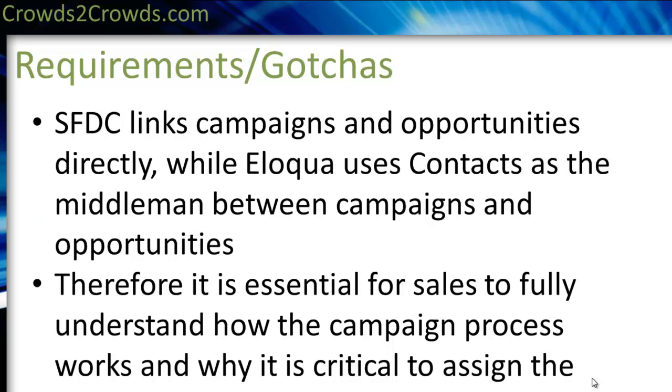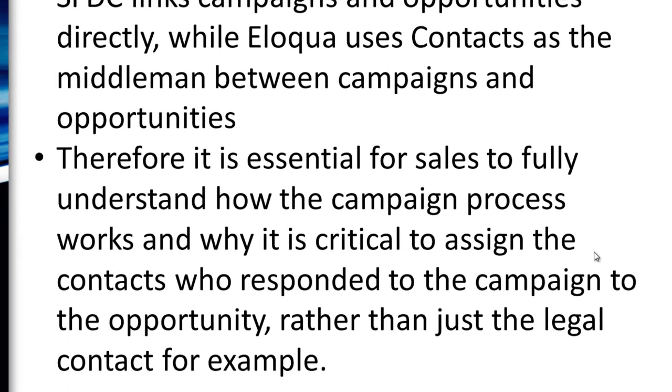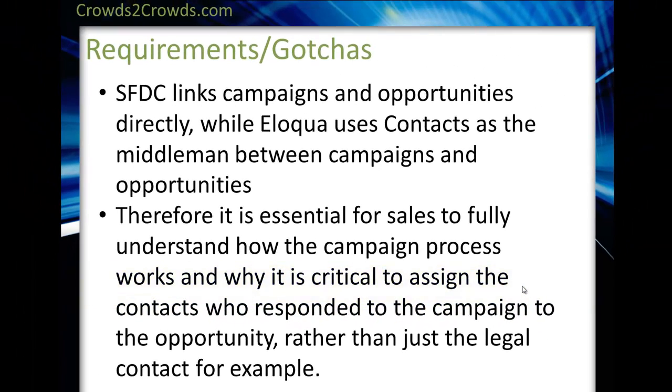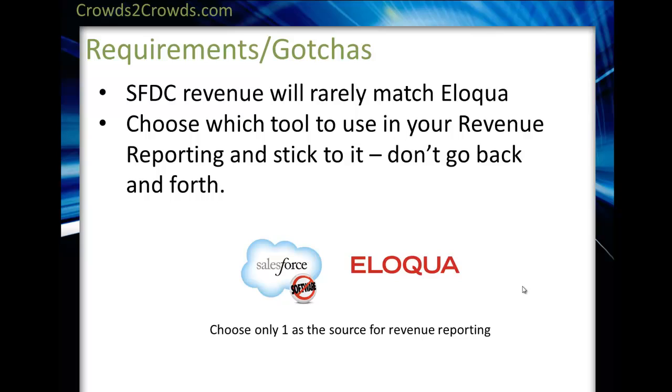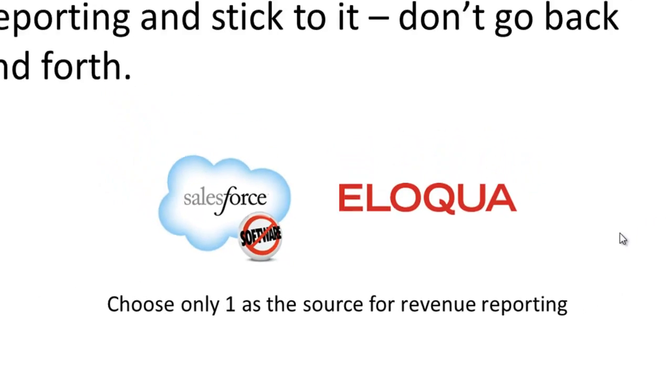So this is where we run into some challenges because it's essential for sales to totally understand how the campaign process works and why it's absolutely critical to assign the contacts who responded to the campaign to the opportunity, rather than just the legal contact, for example. Really, really important. We see the wheel fall off the bus a lot because sales just isn't attaching the right contact to the right opportunity. The reality is that Salesforce revenue will rarely match Eloqua revenue. So, you need to choose which tool you're going to use for your revenue reporting and stick with it. You can't switch back and forth.